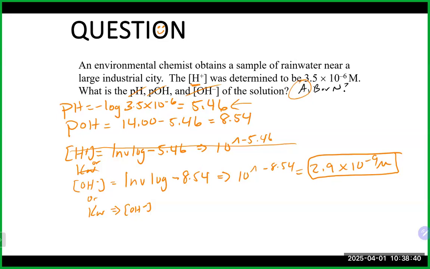All right, so obviously you need to be able to calculate pH, pOH, H plus, OH minus, and determine if it's acidic, basic, or neutral. Again, as we've seen, there are multiple ways you can get there. Any questions?